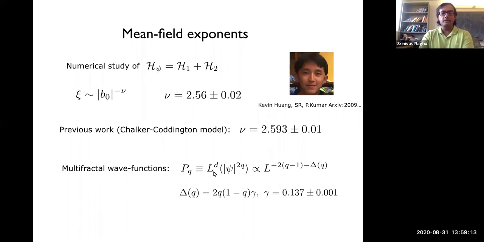We also looked at what are known as multifractal wave function behavior, where we look at the states at the critical point at the Fermi level, and we look at what are known as participation ratios. These are just the wave functions to some exponent, and they have some well-defined form, which is also in good agreement with the Chalker-Coddington model. So this emboldens us that the dual theory that we're studying has all the right physics built into it at the mean field level. But now we can go further and talk about fluctuation effects.